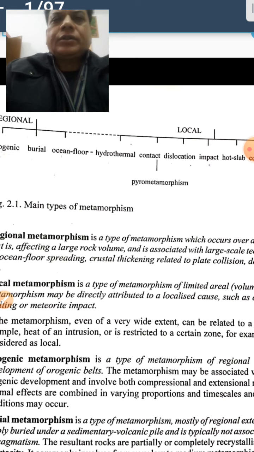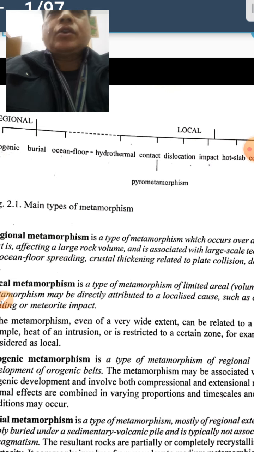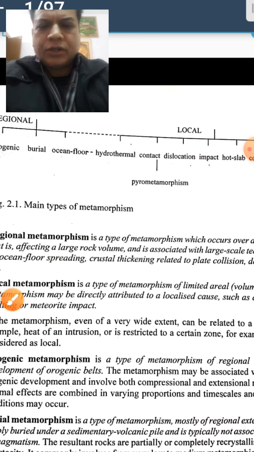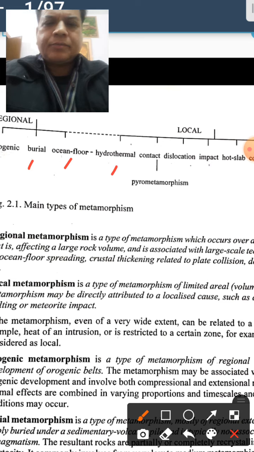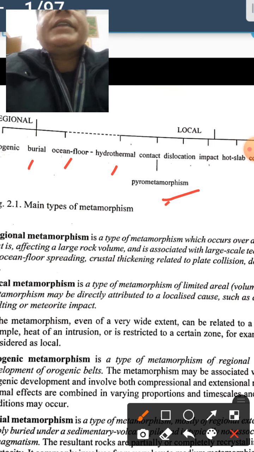Right. Now the various types of metamorphism that have been classified or defined are regional metamorphism, dislocation metamorphism, burial metamorphism, ocean floor metamorphism, hydrothermal metamorphism, pyrometamorphism, and so on. I will not take them in detail. So these are different types of metamorphism, and in brief we can talk of regional metamorphism.